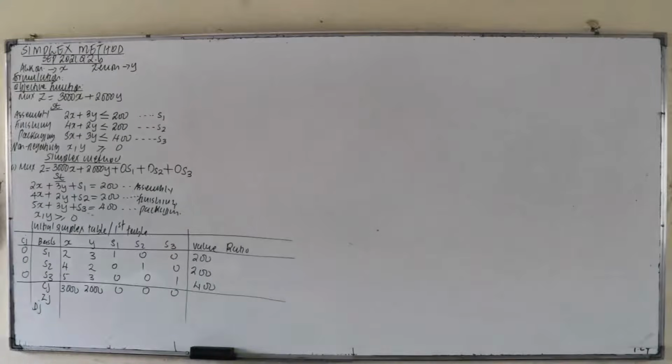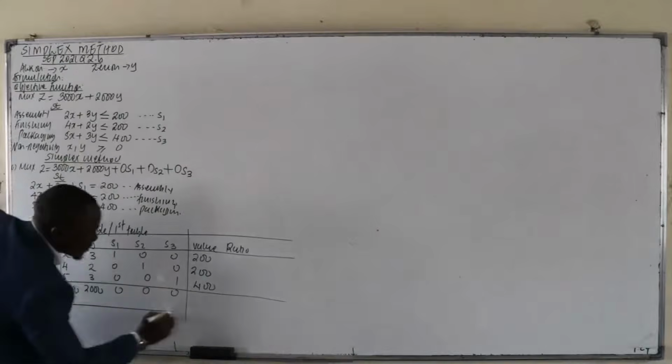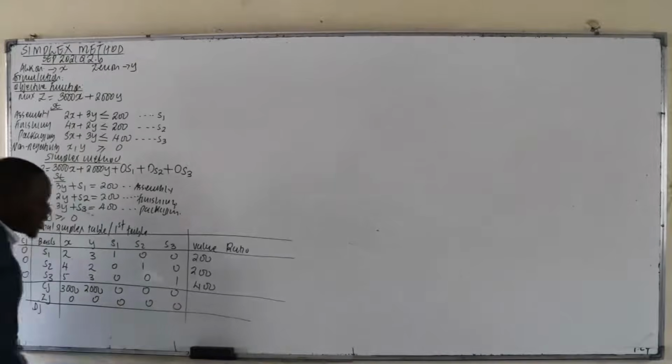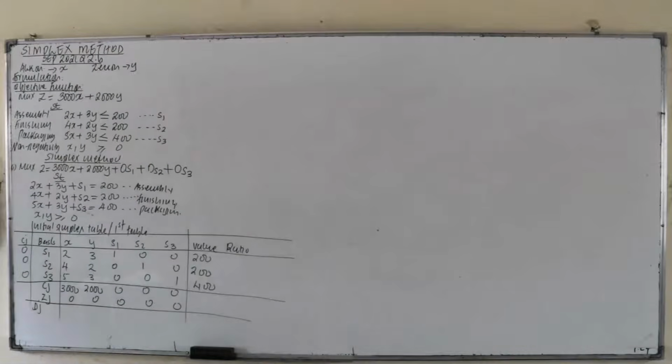And then there is something we have said. For the initial table, the row ZJ element is always equal to 0. This is how we get ZJ. For example, for X, you take 2 times the contribution margin of 0, so 2 times 0, you get 0, plus 4 times 0, you get 0, plus 5 times 0, you get 0. That's why all the elements of ZJ for the initial table are always equal to 0.